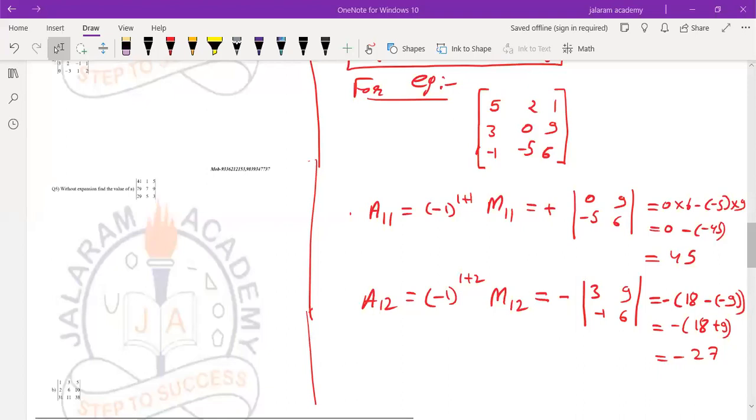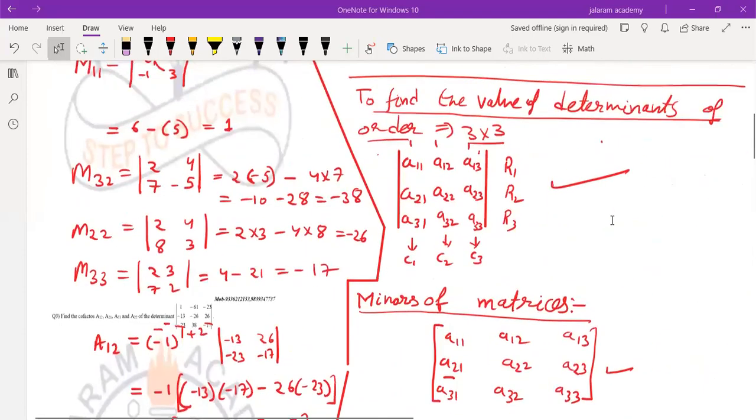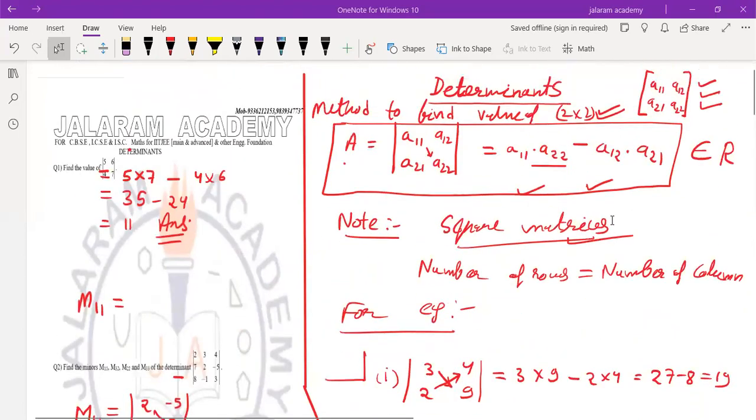Students, in the previous session, we studied the minors and cofactors of a matrix and the determinant of a matrix. So let's first revise it. It will be used to find the value of determinants of order 3 cross 3.